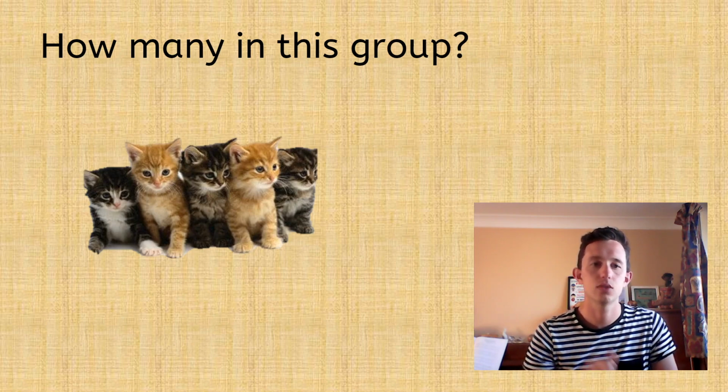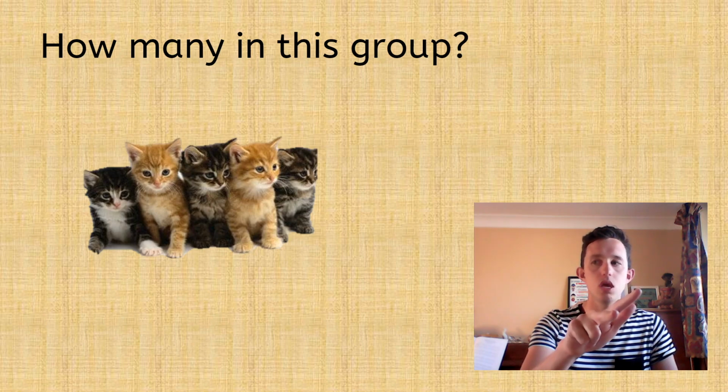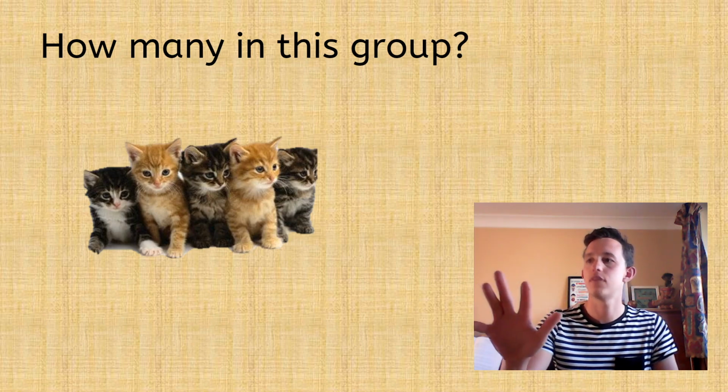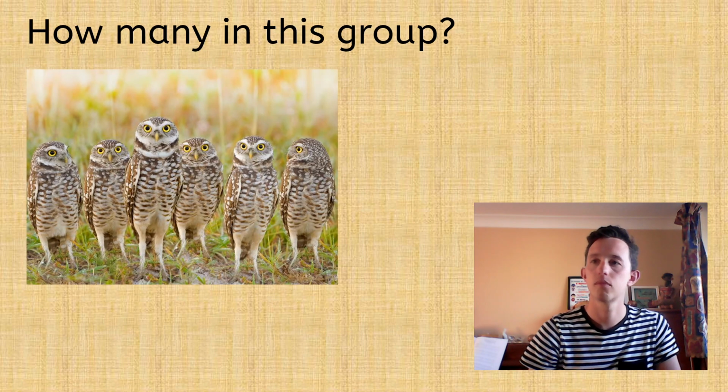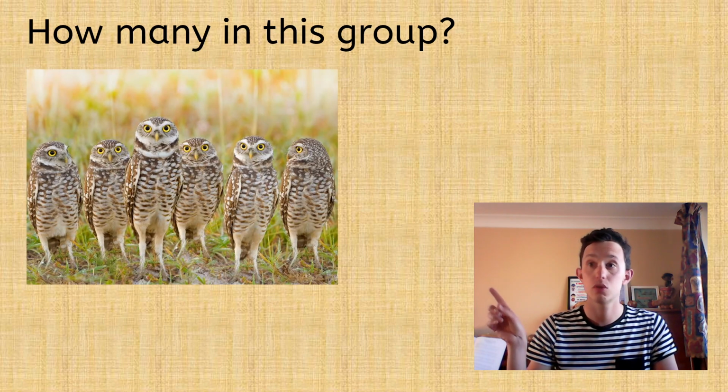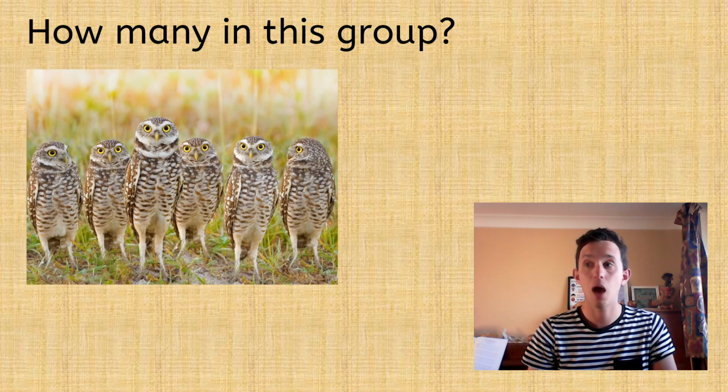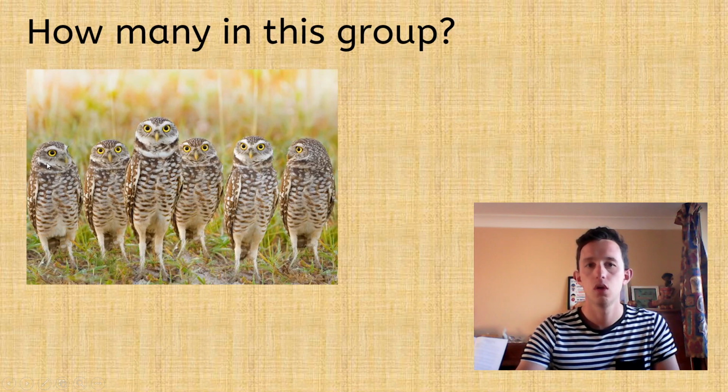How many kittens? There's one, two, three, four, five. There are five kittens in this group. How many owls are in this group here? One, I use my mouse for this one. One, two, three, four, five, six. There are six owls in this group.